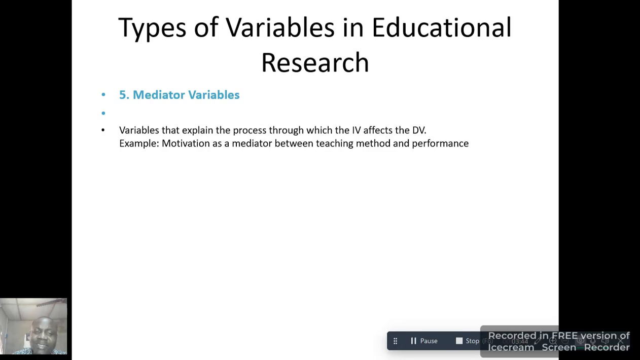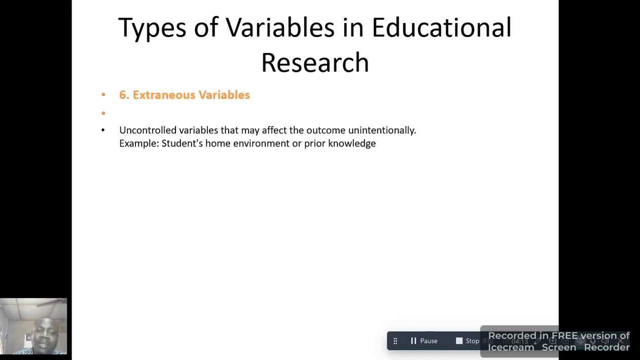We have the mediator variable. This is a variable that explains the process through which the independent variable affects the dependent variable. A typical example is motivation as a mediator between teaching method and performance. It explains how the independent variable works through to the dependent variable.